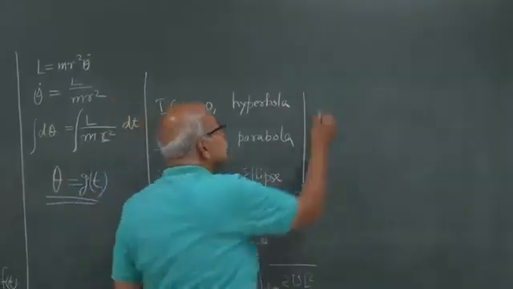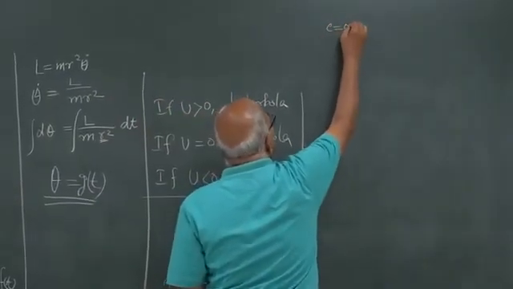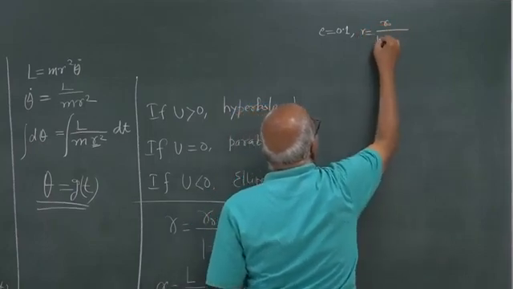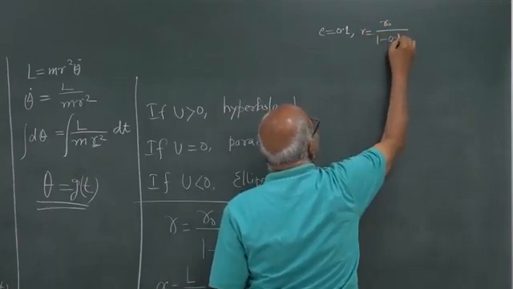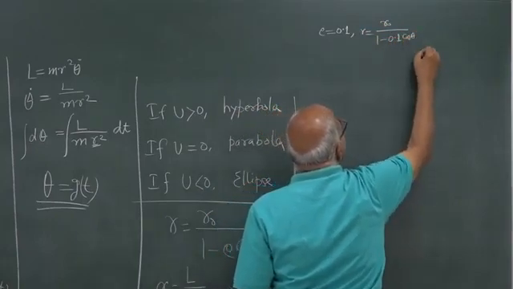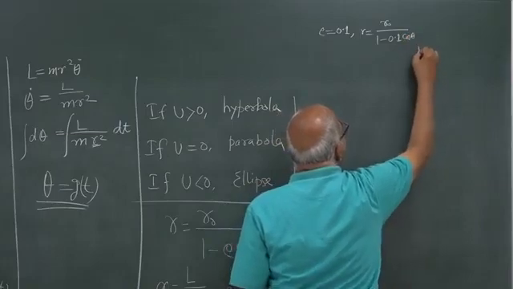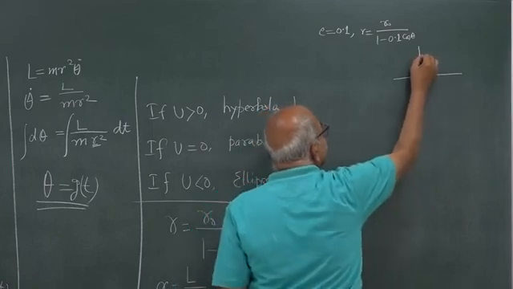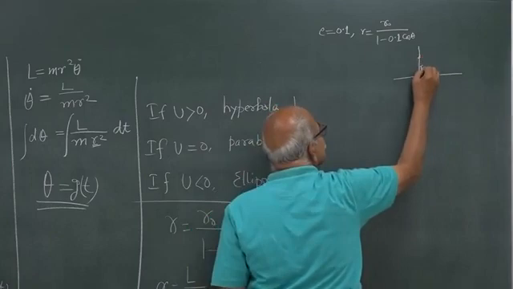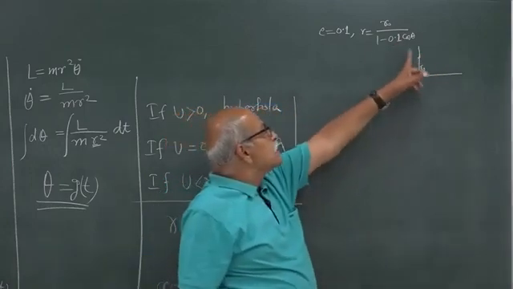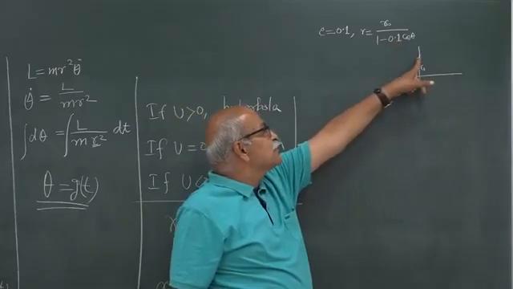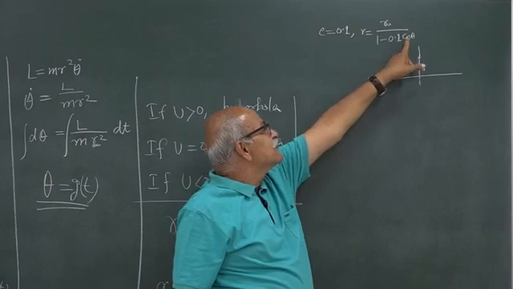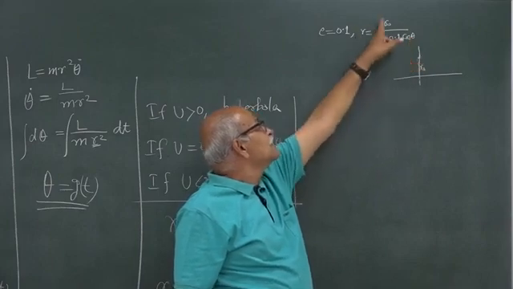So, let us take this example. Let us say e is 0.1. What happens? r is equal to r naught divided by 1 minus 0.1 times cos theta. Suppose this distance is r naught, and I have put this point, it will be on the ellipse, because here theta is 90 degrees, and if you put theta equal to 90 degrees, cos theta is 0 and r is equal to r naught.